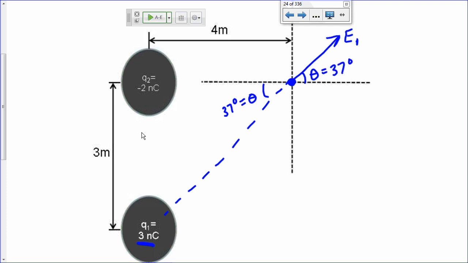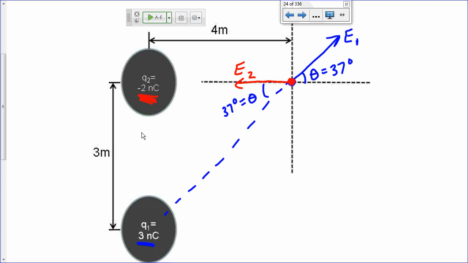Now, the force on a positive test charge right here, due to this charge, would be to the left or right? It's going to be to the left. So that is going to be my E2.